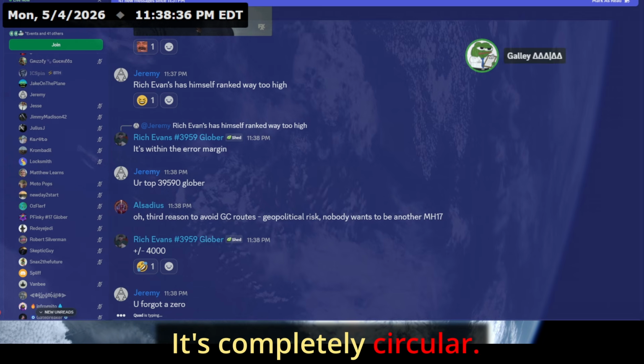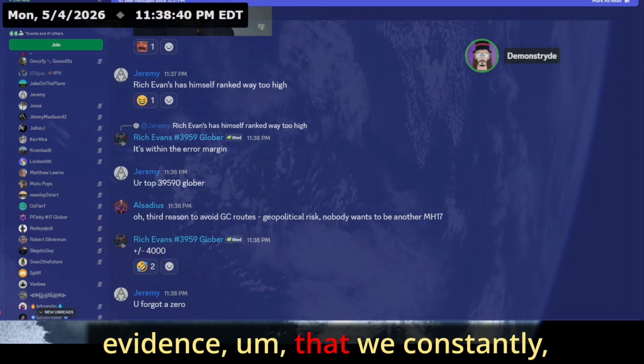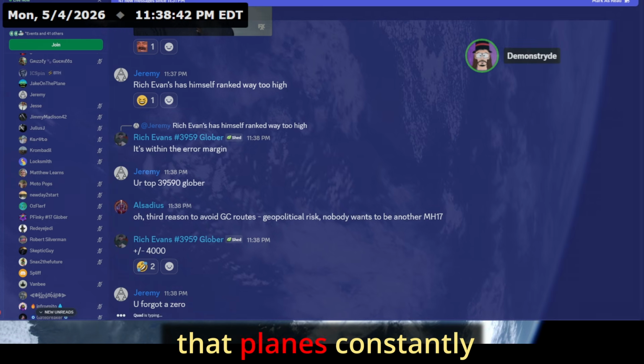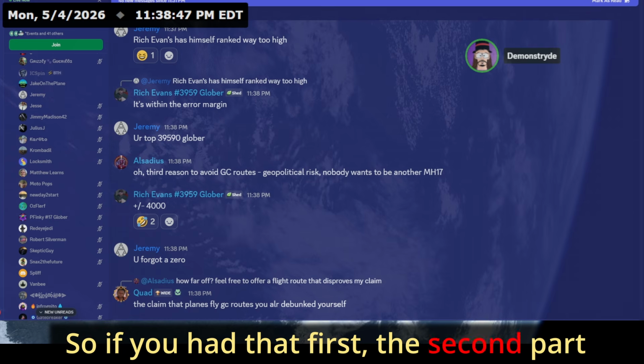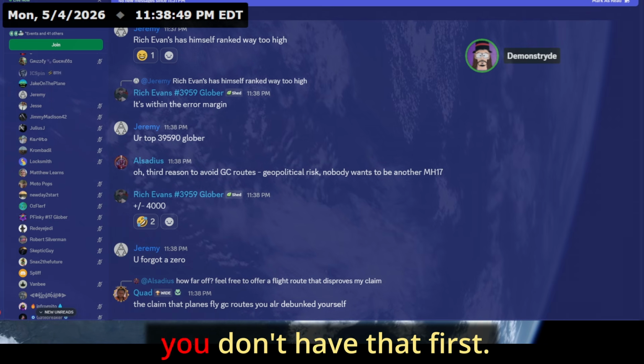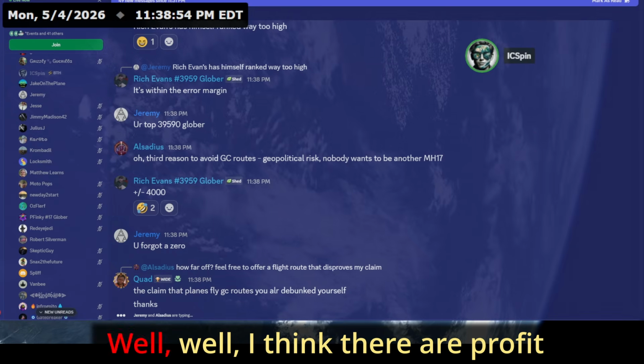That claim, we don't fly curved paths, that's the proof that the flight paths are straight. It's completely circular. Hopefully, Jeremy's going to present evidence that planes constantly curve. So if you had that first, the second part would follow, but it doesn't follow because you don't have that first.